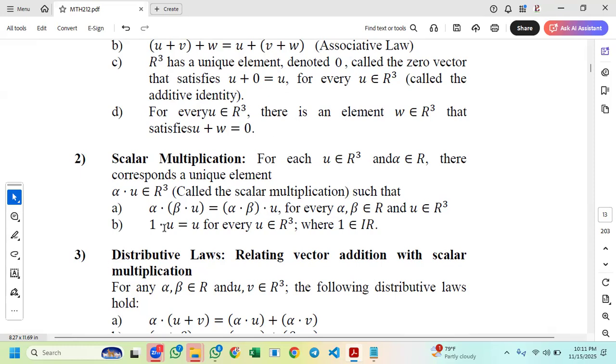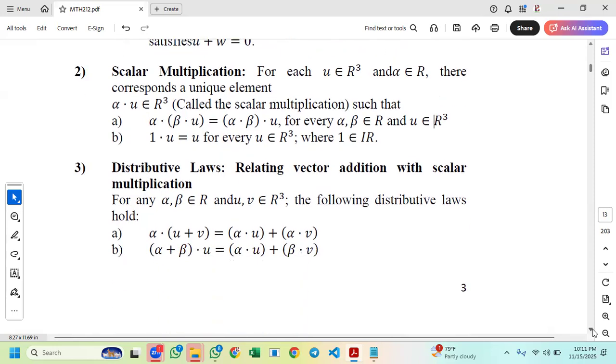Now, 1 multiplied by u is equal to u. That one is certain. Anything multiplied by 1 is equal to itself. It's a straightforward rule. For every u belonging to the vector space, that is the R space, where 1 belongs to R. Imagine all these basic things. That means this Math 212 will be sweet, by God's grace.